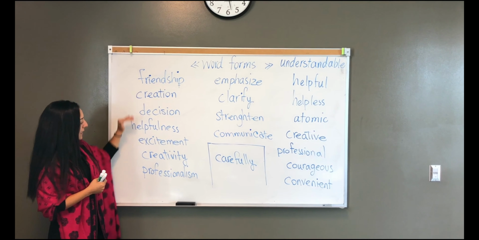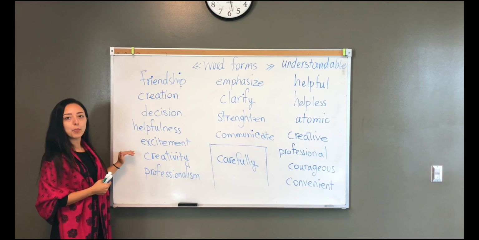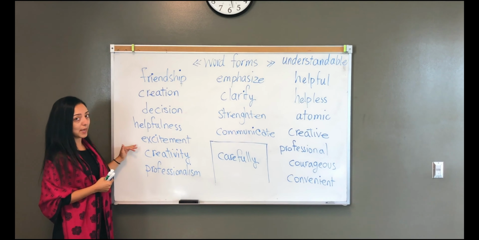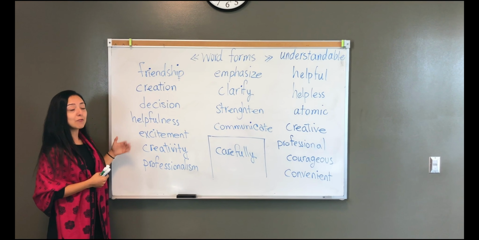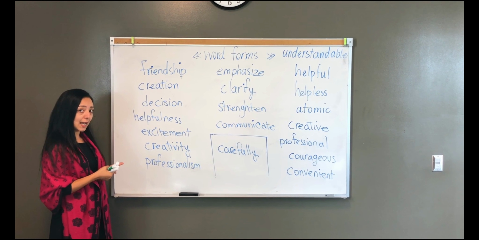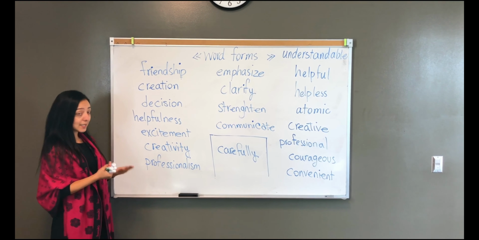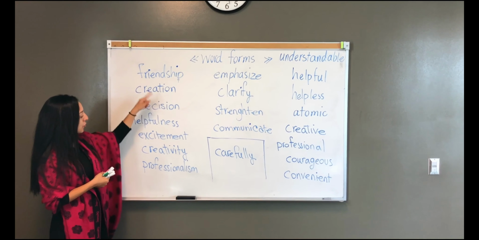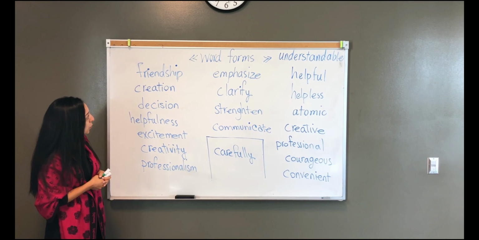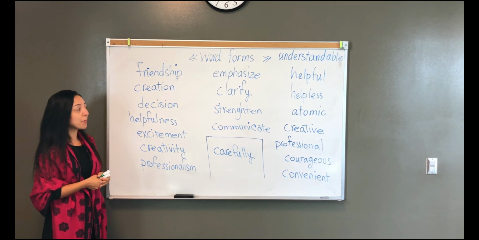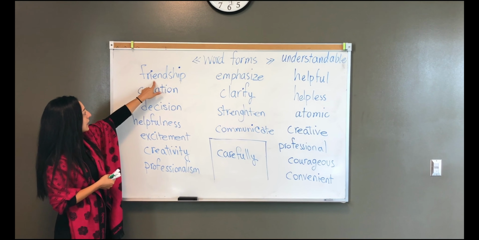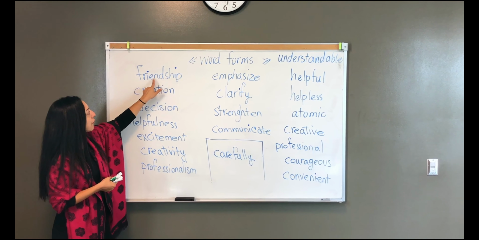So let's see, we need to know what the parts of speech of these words are. That would help us understand the meaning better. Even if this is a new word, if we know what part of speech it has, it helps us to guess the meaning. So with this vocabulary, let's try to look at the end of these words. We call it a suffix, the part that is added to another part. So we have friend, and then we have ship. So friendship.